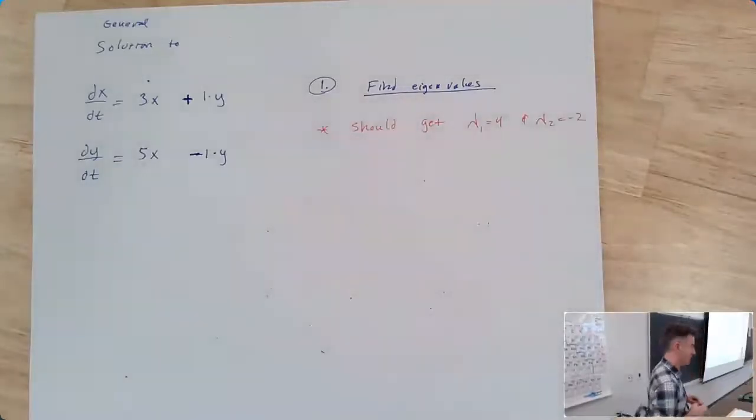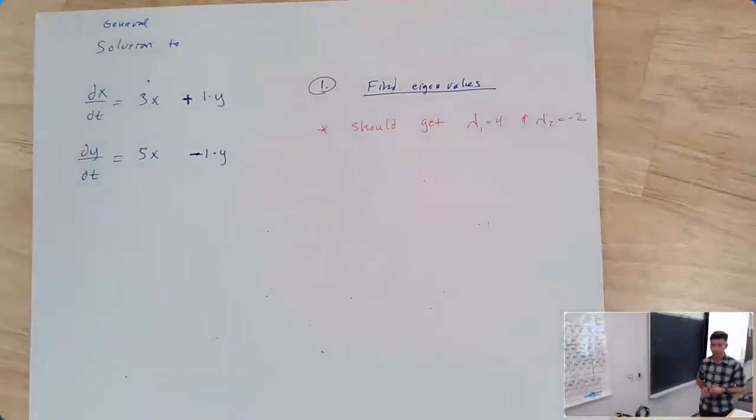Yeah, otherwise, I think the eigenvalues are not so nice. No, they are nice. If it were a minus y there, I think they would turn out to be not very nice. Found the eigenvalues, which should be 4 and negative 2. Go ahead and start finding the eigenvectors.